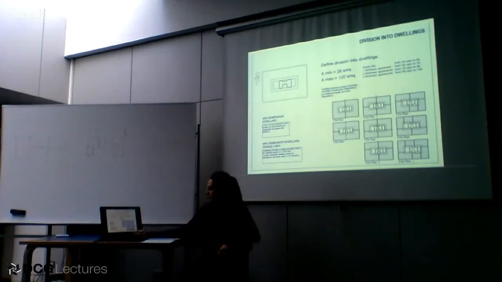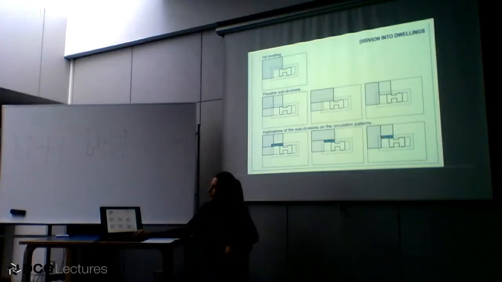And also the minimal dimension of a dwelling is linked to the orientation, for example, because on the north side you cannot have a bigger dwelling. And so I tried to include all the constraints that were linked to the dimension of dwellings and the position of dwellings. For example, simply starting from one dwelling, I was trying to figure out the possible subdivisions and the implication of the subdivisions then on the circulation patterns.